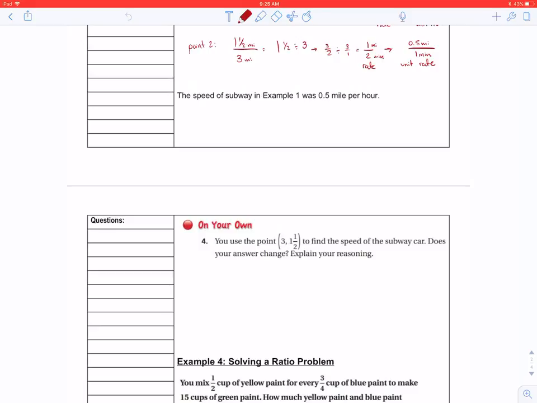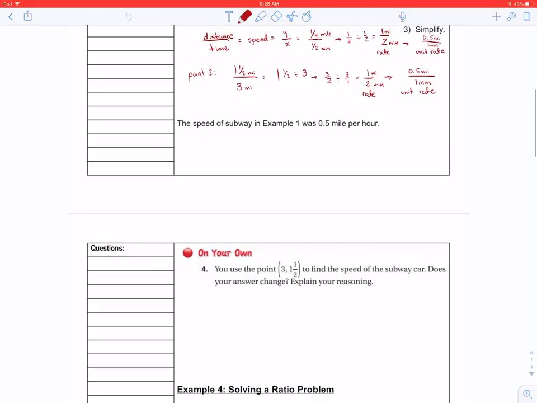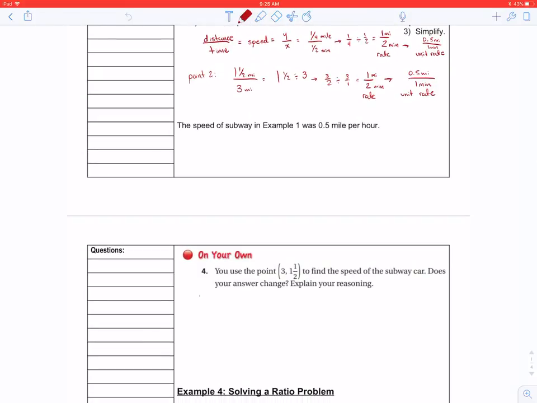And we found that the speed of the subway car does not change, because if you compare the 2 points, 1/4 over 1/2, so a quarter mile every half a minute, and the second point of 1.5 miles every 3 minutes, they both simplify down to the same unit rate. They both simplify to half a mile every minute.